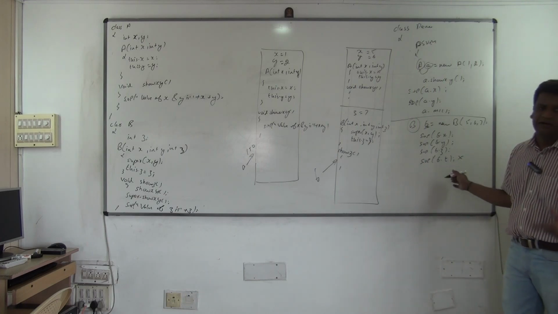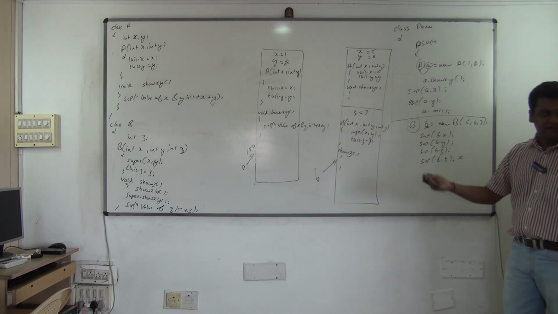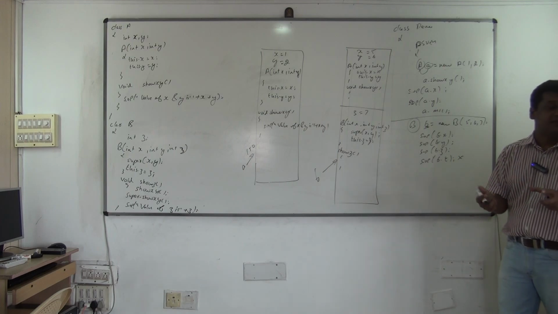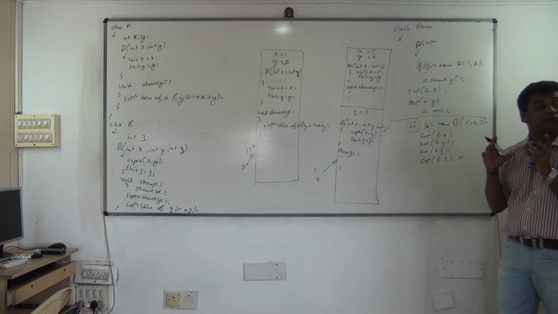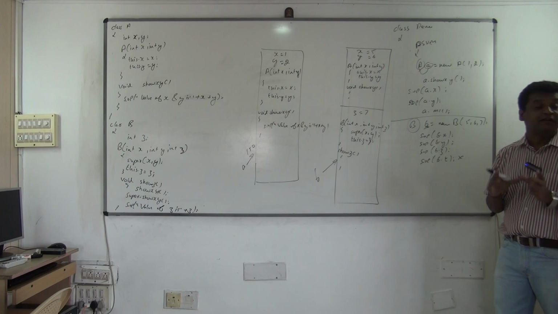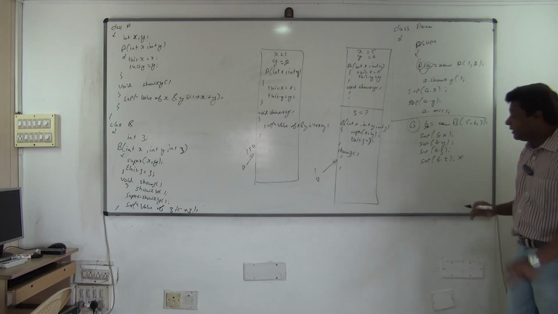Why I am writing it slowly, you'll understand in the coming examples. What members you can access from the object always depends on what? The type of reference variable. Understood? What members you can access from the object always depends on the type of reference variable used. Okay, get that point very clearly.